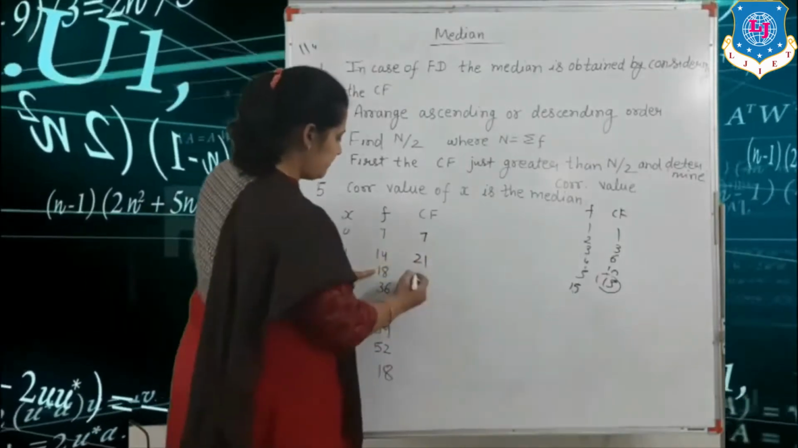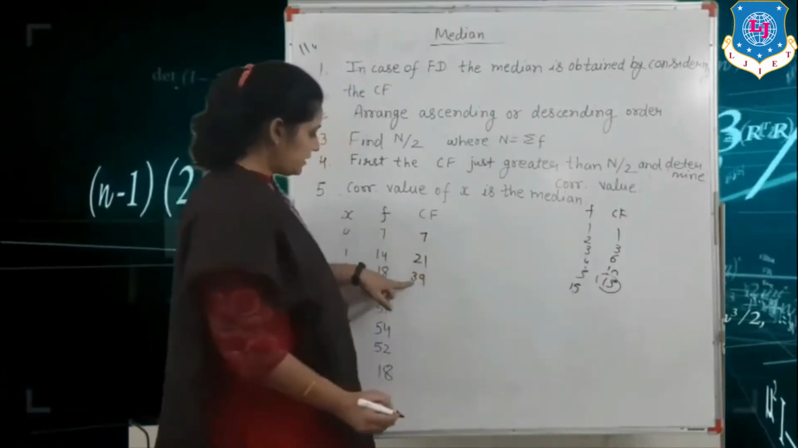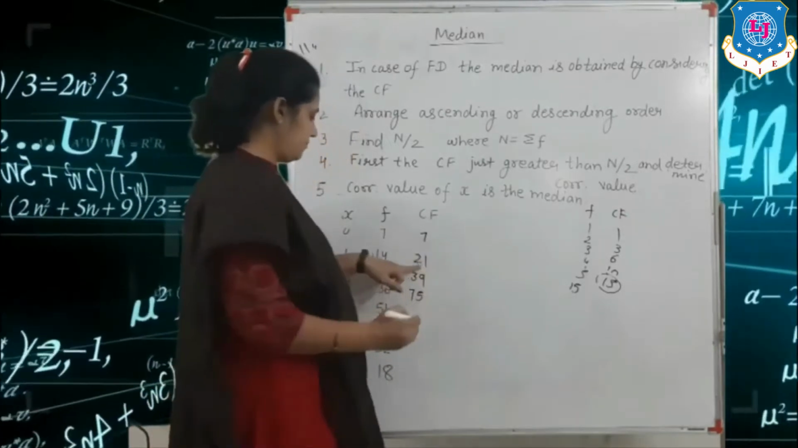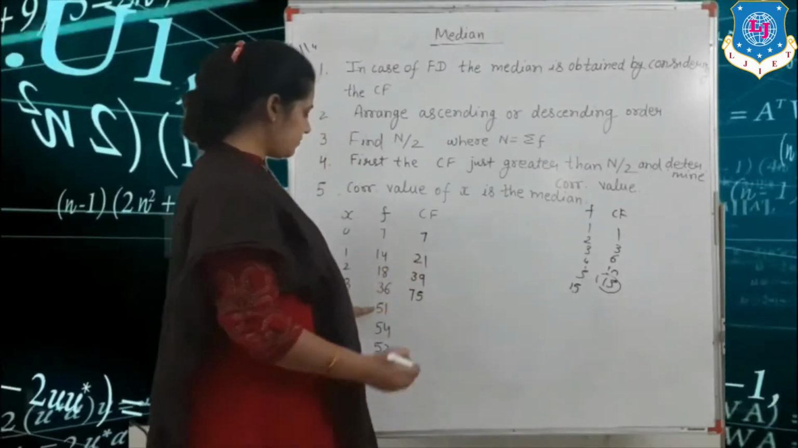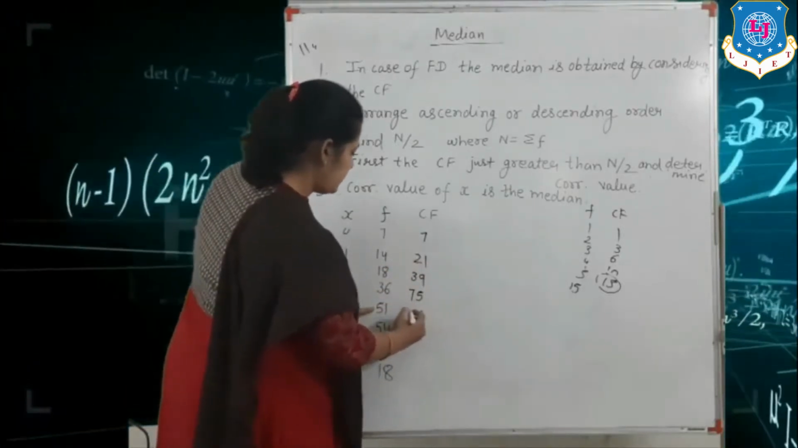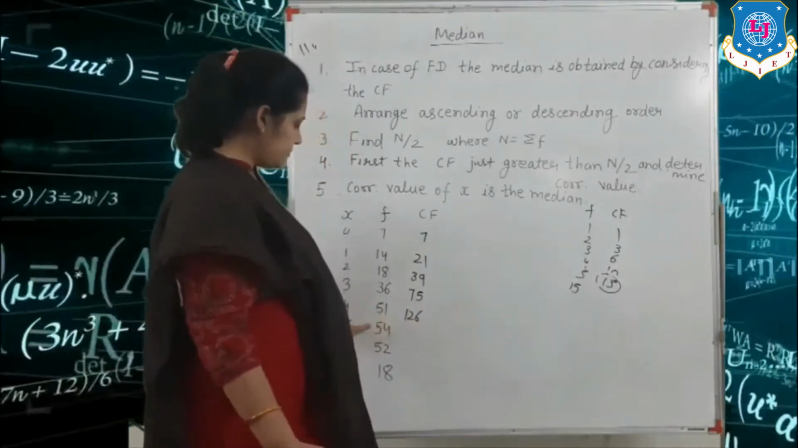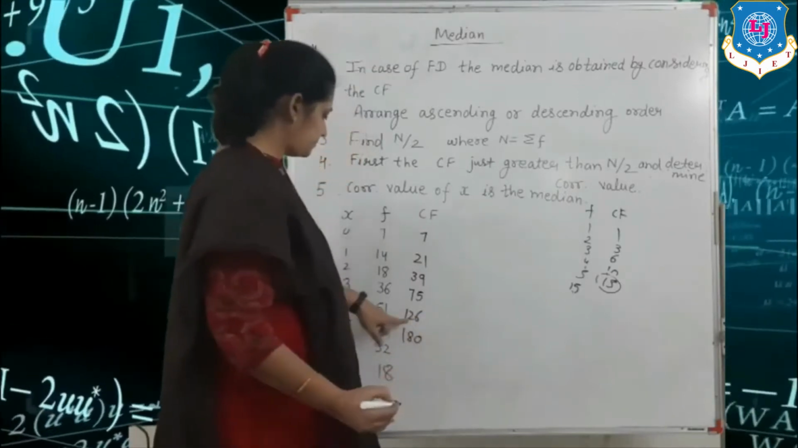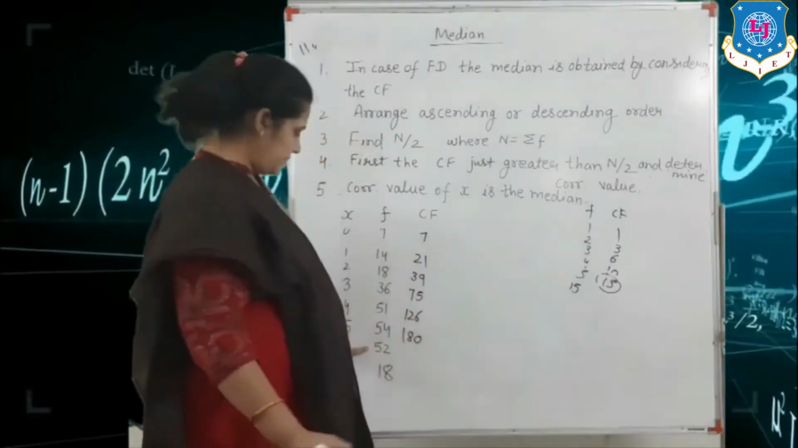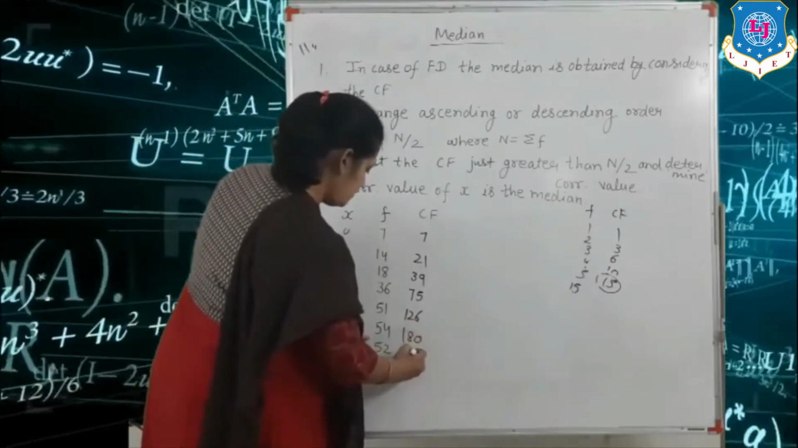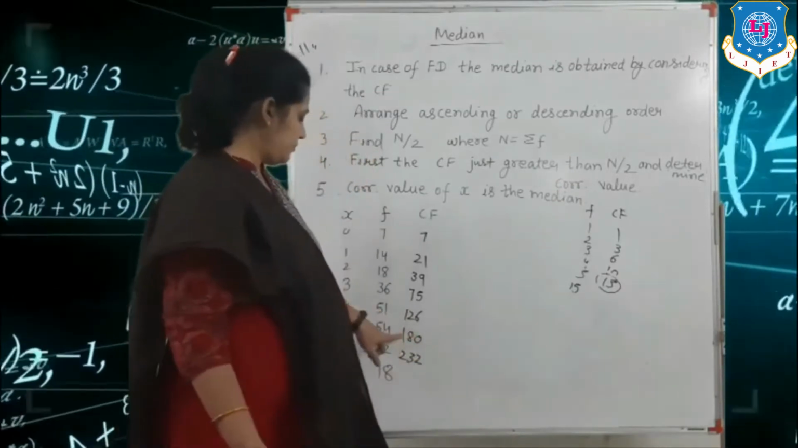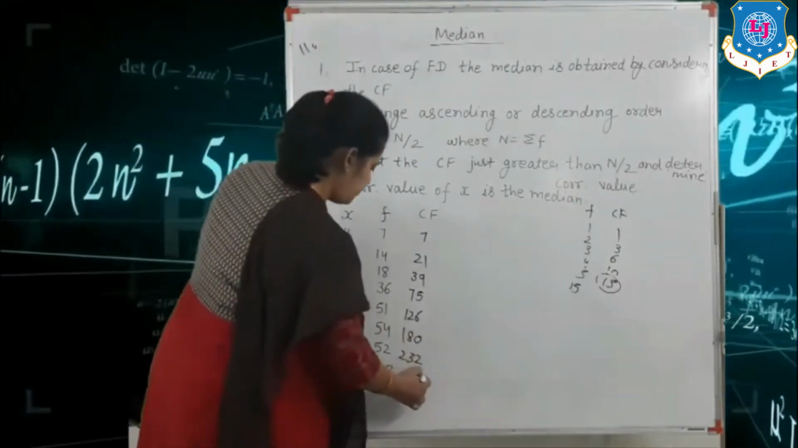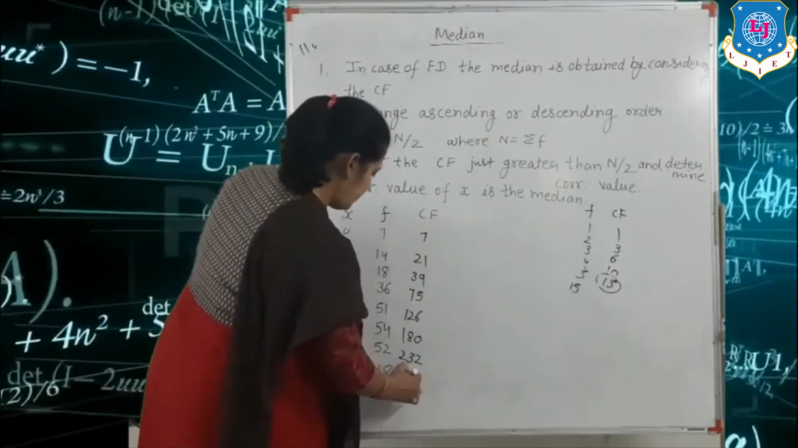21 plus 18 is 39. 39 plus 36, that means 75. Okay, 75 plus 51, that means 126. 126 plus 54, that means 180. Okay, 180 plus 52, that means 232. And 232 plus 18 is 250.